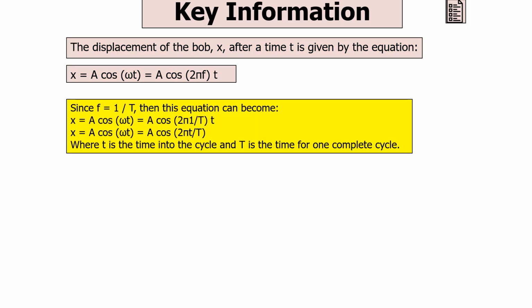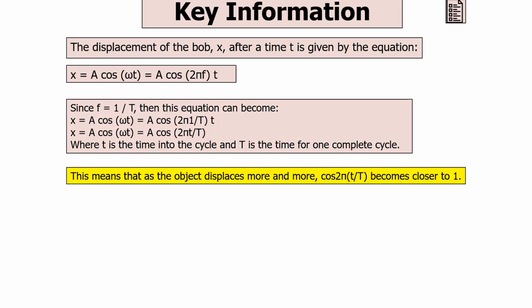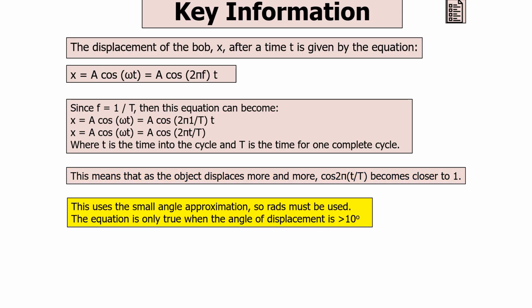Now since f is equal to 1 over T, this equation can become x is equal to A cos 2 pi times 1 over T times t, so therefore it equals A cos 2 pi t over T, where small t is the time into the cycle the oscillator is, and big T is the time taken for one complete cycle. This means that as the object displaces more and more, cos 2 pi t over T becomes closer to 1. Now this equation does use the small angle approximation, so we've got to use radians when we calculate values with cosine.